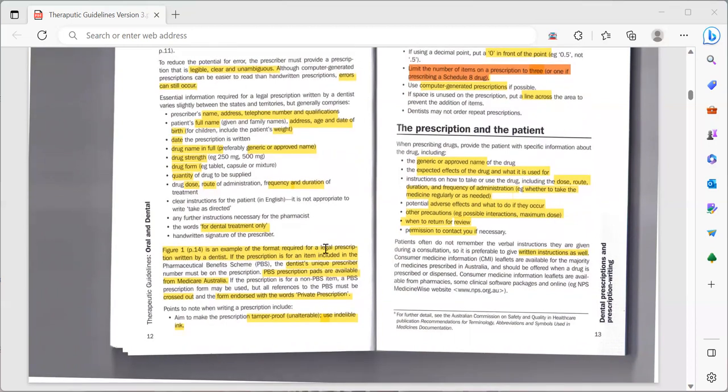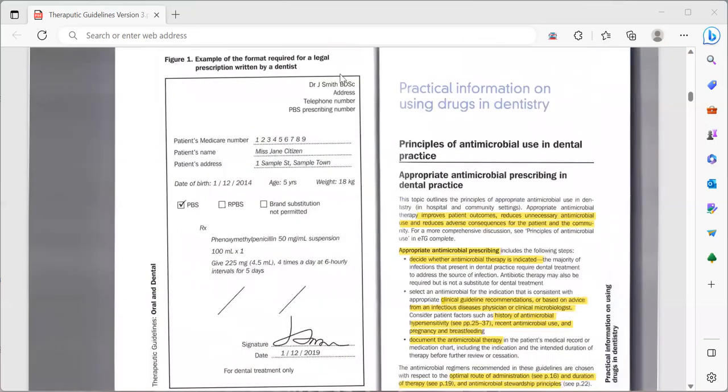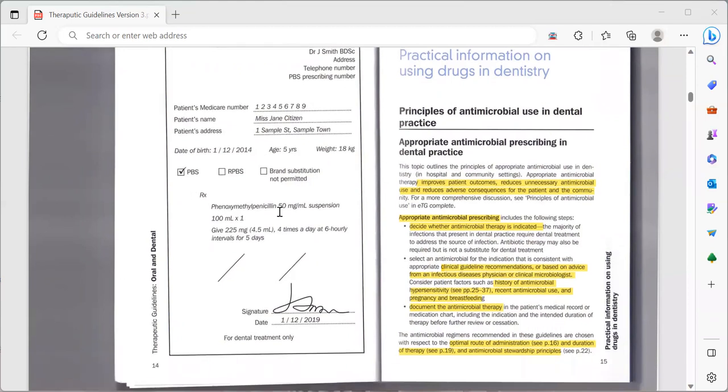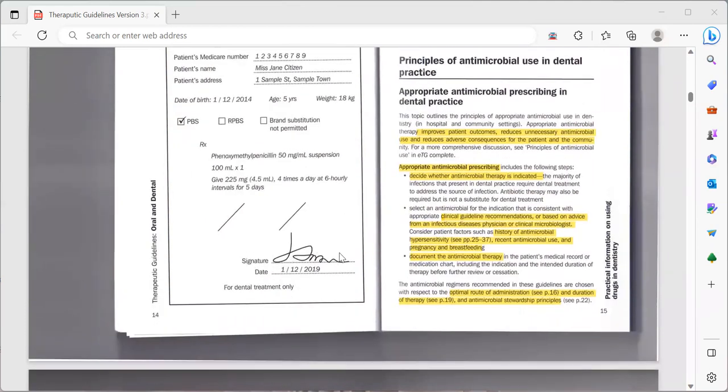Figure 1 is an example of the format, like here it is. So this is your information, then this is the patient's information. Then if the medication is PBS based, you need to tick this box, and then you need to write the full name, its strength, its form, and how many times he has to take it, for 5 days, or 4 times a day at 6 hourly intervals for 5 days. Then below is your signature, and you always cross the empty space with a line. The date should be written, and here the line should be there, for dental treatment only.